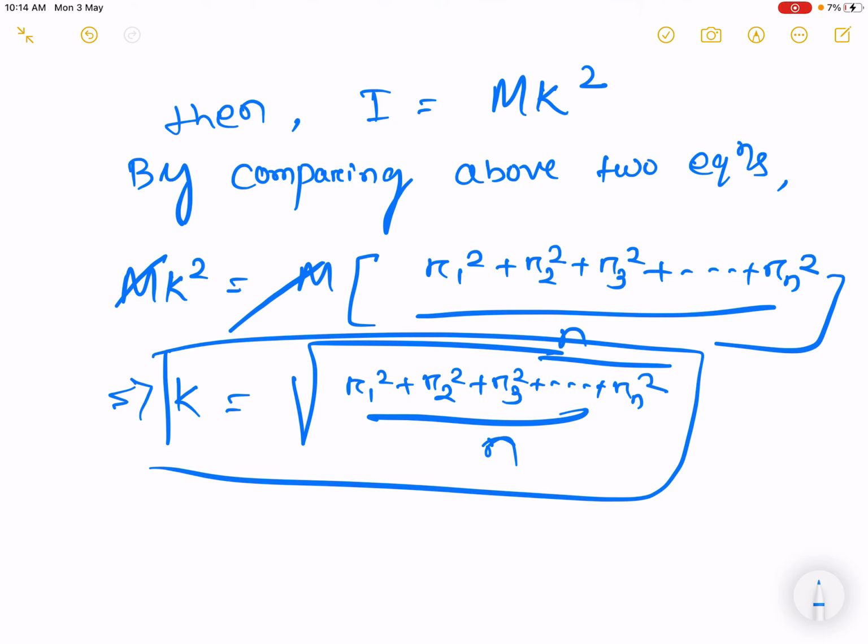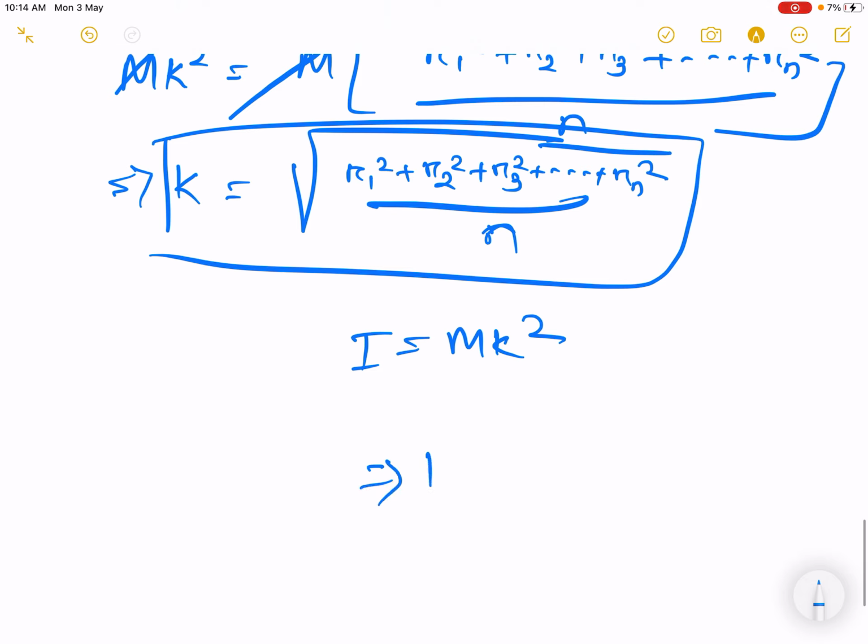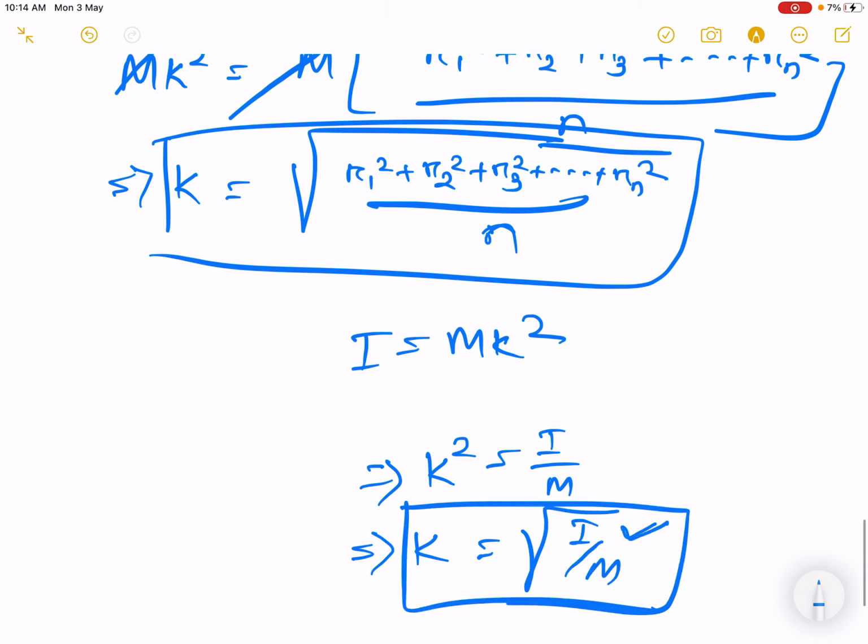Taking the formula of k, we may easily write I equal to Mk square, that implies k square equal to I by M, that implies k equal to root over I by M. That means radius of gyration depends on the moment of inertia of the body and the mass of the body about the center of mass. Or we may define it differently as k equal to the square root of the mean of the square of distances of constituent particles of the body from the axis of rotation.